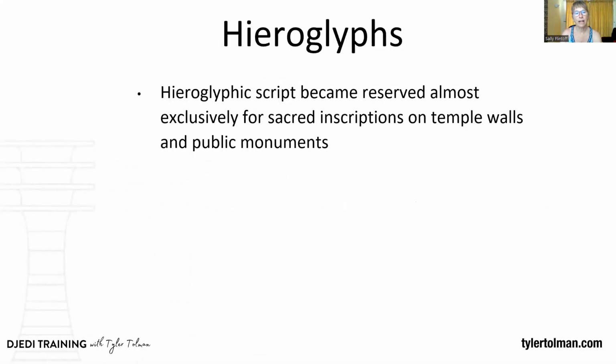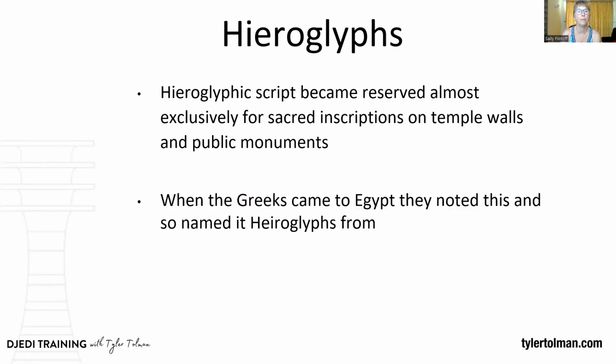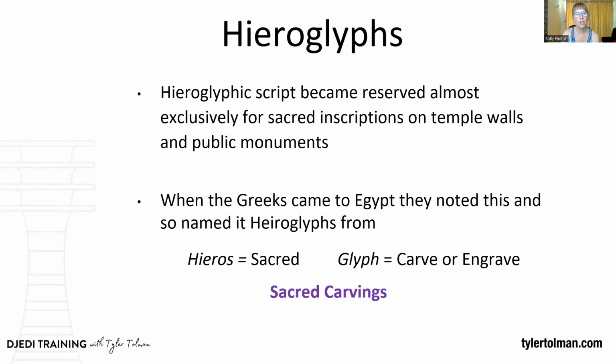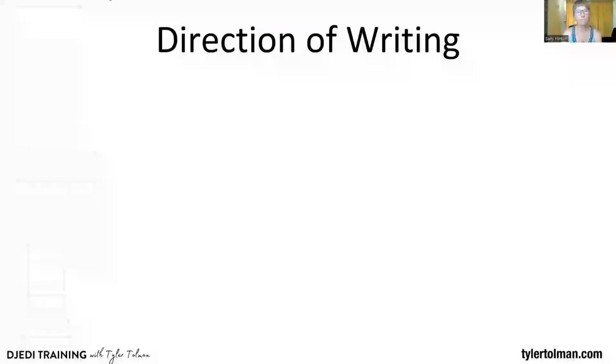And so the hieroglyphic script over time became reserved almost exclusively for sacred inscriptions on temple walls and public monuments. And when the Greeks came to Egypt, they noted this. And so they named this script hieroglyphs, from hieros, meaning sacred, and glyph, meaning to carve or to engrave. So hieroglyphs is a Greek word meaning sacred carvings.